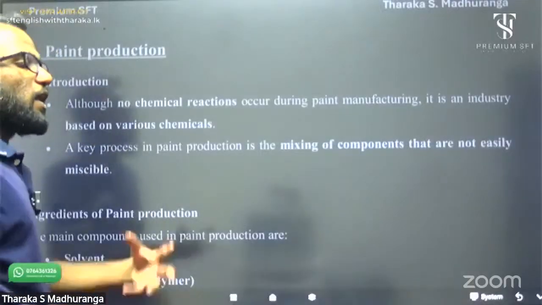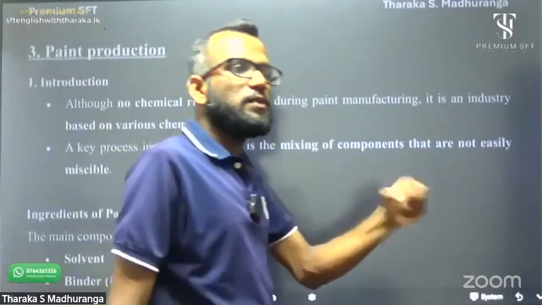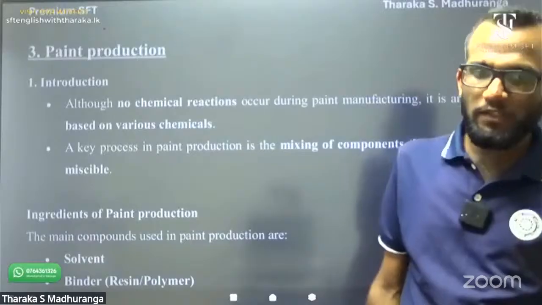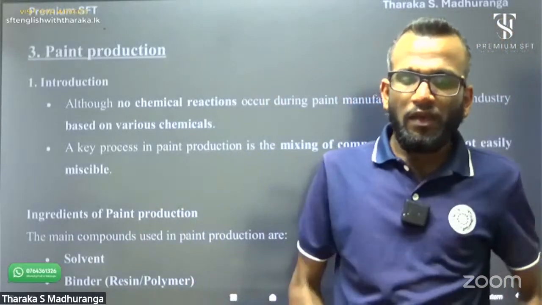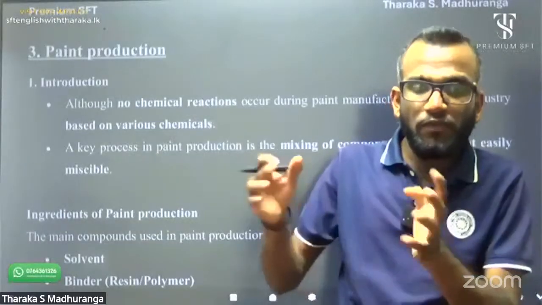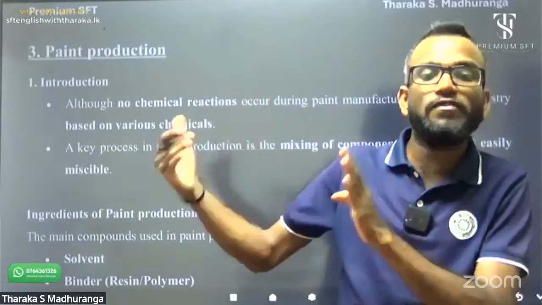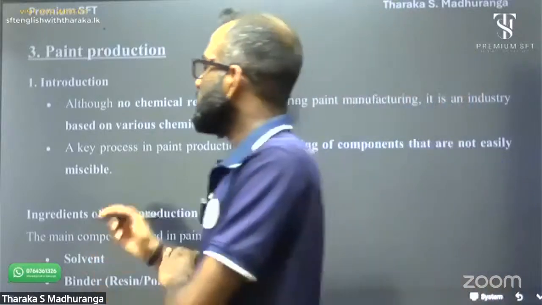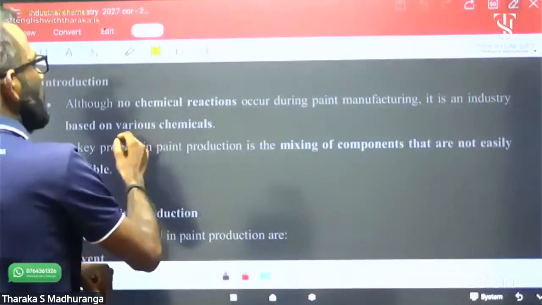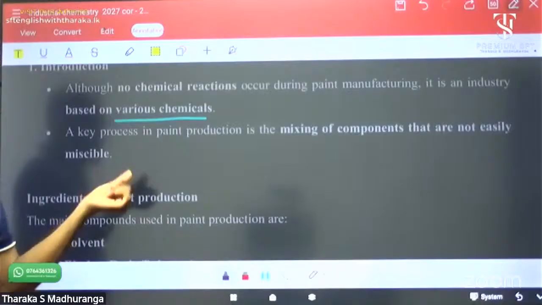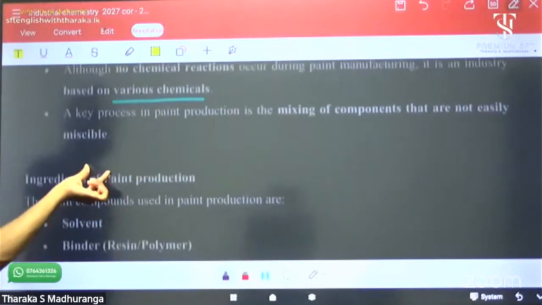In paint production, there is no specific chemical reaction like saponification and transesterification, but this production process uses a lot of chemicals. That's why we call paint production a chemical industry.